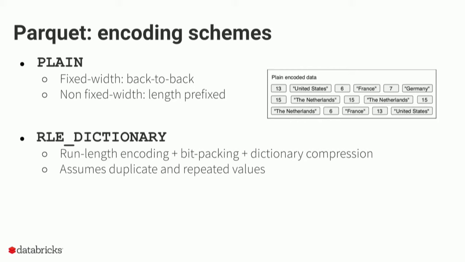It's based on the assumption that in your data you're going to have duplicate and repeated values. I think this is, when you think about it, a fairly valid assumption, right? Just imagine you have a data set of 10 billion rows and you have a country column. There's only so many countries in the world, so you're going to have duplicate values. You might actually also be repeating those values.